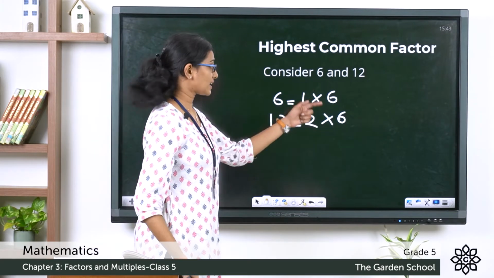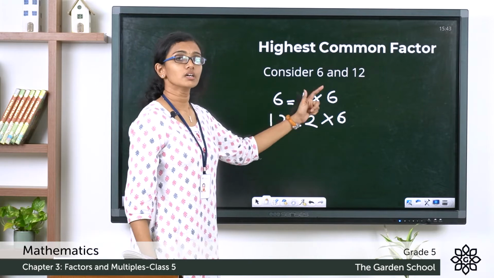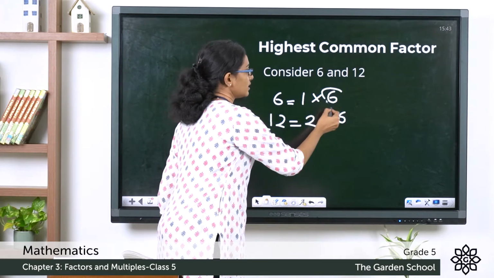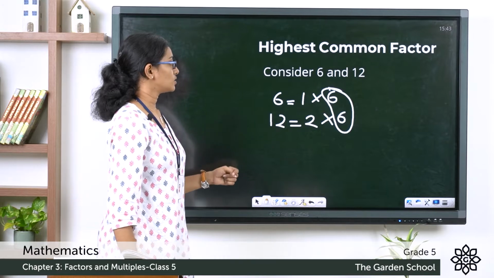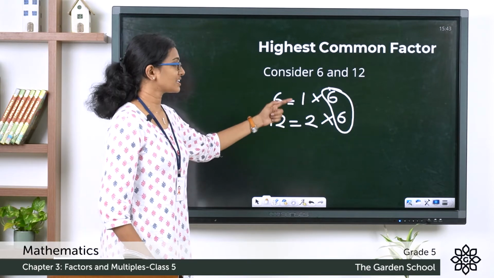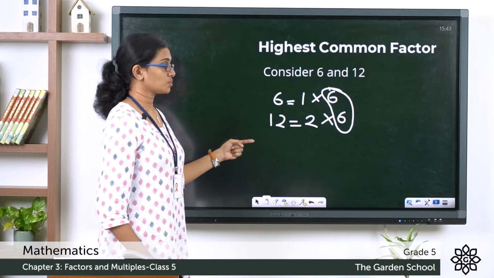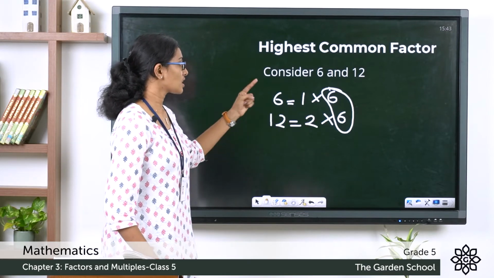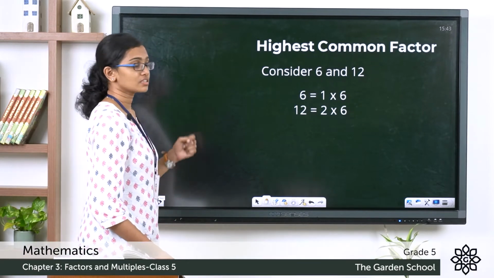Which is the factor that is common to both these numbers? Is it 1, 2 or 6? 6, right? So 6 is a factor common to both 6 and 12. So that is the common factor, and that is also the highest or the largest common factor to 6 and 12. So we can say 6 is the highest common factor of 6 and 12.